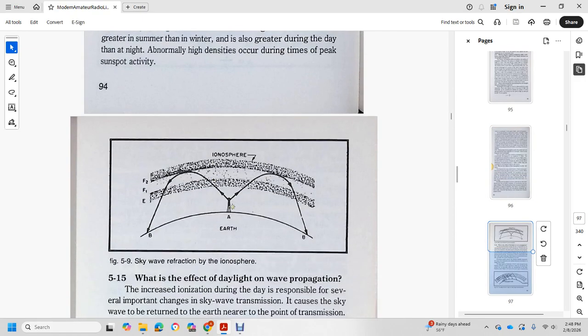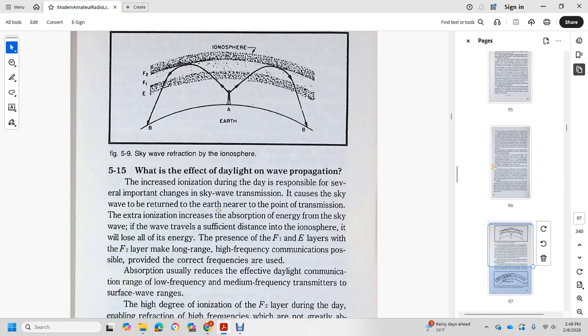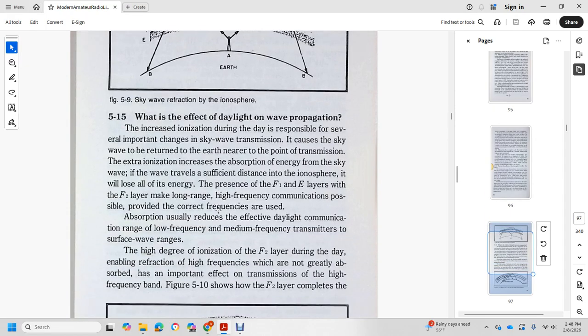5:15. What is the effect of daylight on wave propagation? Increased ionization during the day is responsible for several important changes in skywave transmission. Extra ionization increases the absorption of energy of the sky wave as it travels.